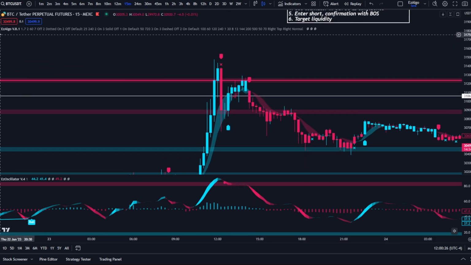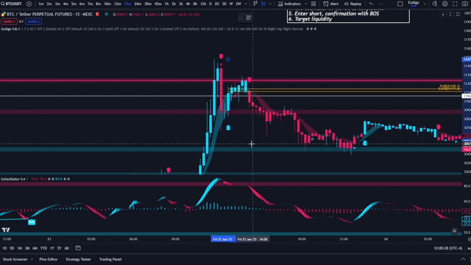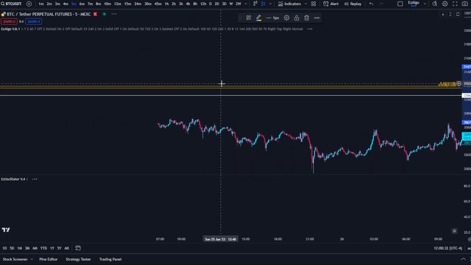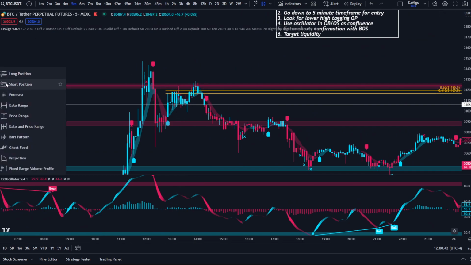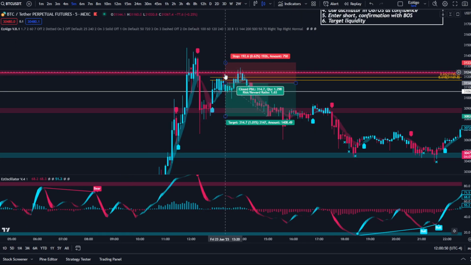Instead, what we want to do is draw that fib once again from the swing high to the swing low. Really, we want to go down to a 1 to 5 minute time frame. And you can see that we rejected from the golden pocket, which would be your short entry. Stop loss right above that zone.